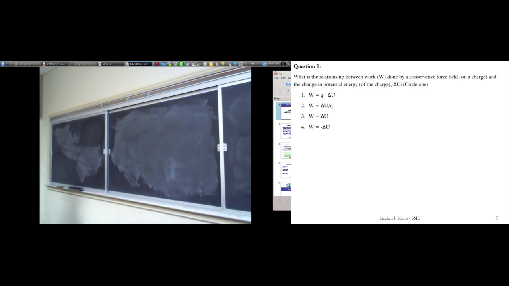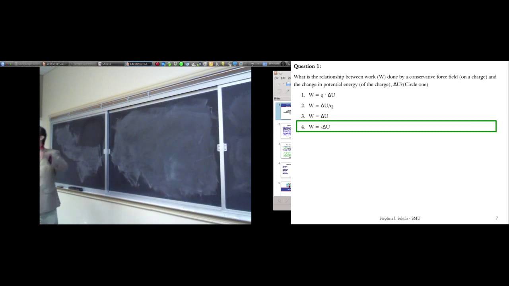All right, so what's the relationship between work done by a conservative force field on a charge and the change in potential energy of that charge? Is it one, W equals Q times delta U? Is it two, W equals delta U divided by Q? Is it three, W equals delta U, the work is the change in potential energy? And then four, work is the negative of the change in potential energy. Okay, some takers on that? Yeah. Okay, work is the work done by the field.